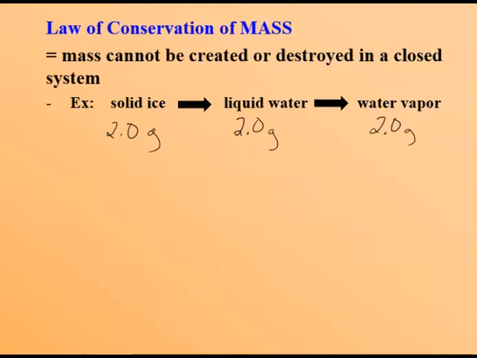What about volume? Let's say I start with 2.0 milliliters of water. When I change solid ice, 2.0 milliliters, and I melt it into liquid water, it actually becomes about 1.9 milliliters. We'll discuss why a little bit later. When I then let it evaporate or boil, and I still have it in a closed container, it has to be 2,500 milliliters. So is volume conserved? No, it is not, but mass is.